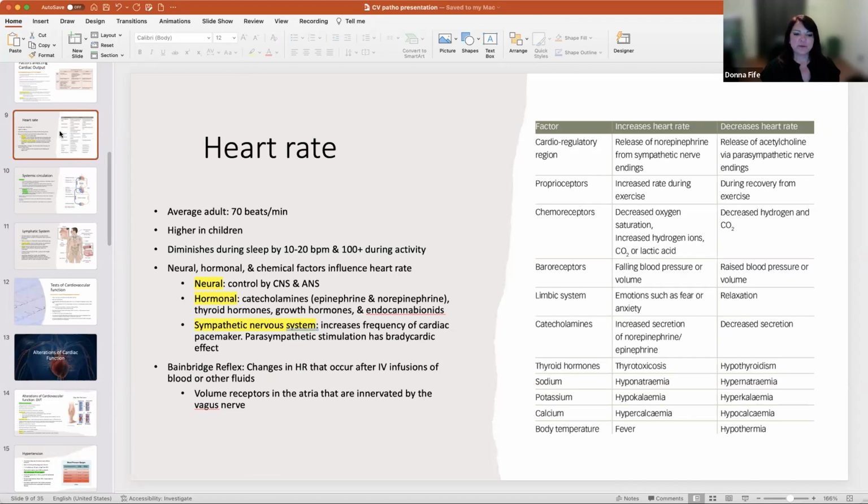The Bainbridge reflex, this is changes in heart rate that occur after IV infusions of blood or other fluids. Volume receptors in the atria that are innervated by the vagus nerve. And here's just some different factors that can have an effect on increasing and decreasing heart rate.